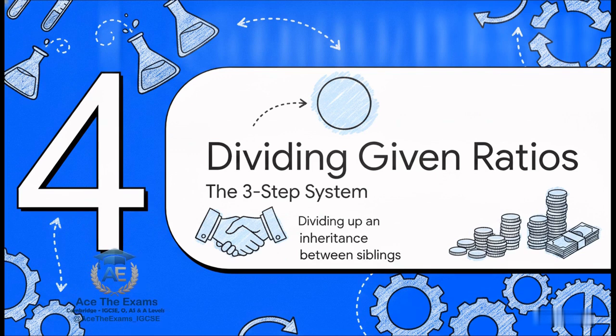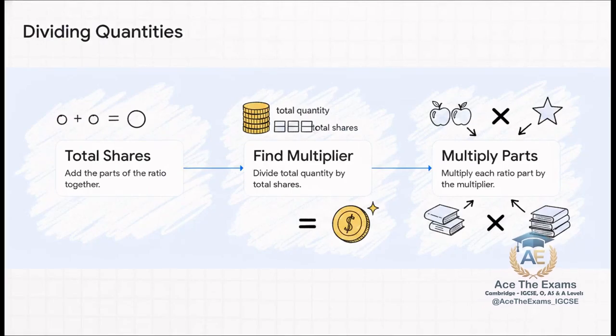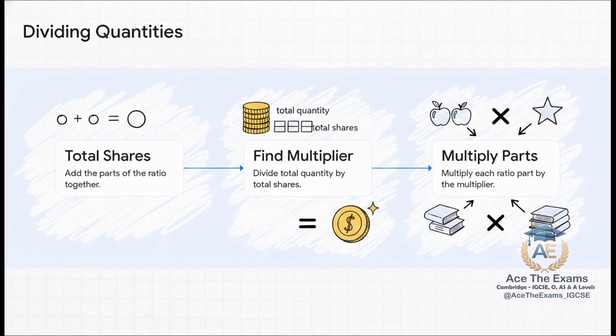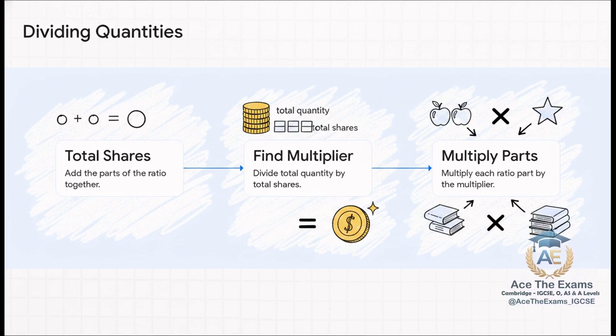Okay, let's get back to it. Section 4, Dividing by Given Ratios, the 3-step system. Welcome to our interactive workshop. I want you to treat these 3 steps as your absolute blueprint for surviving any division question. Whether you are slicing up inherited money or mixing chemical compounds, this is your framework application.